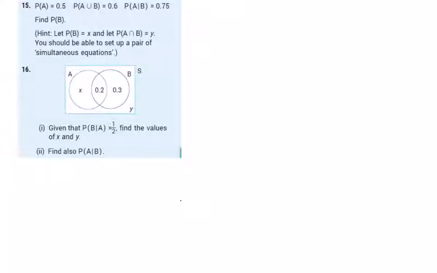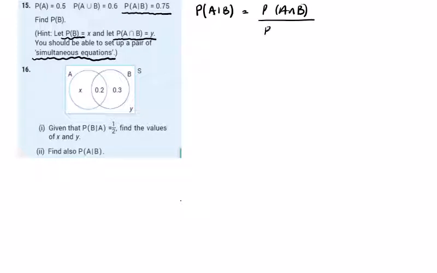Okay, question 15 here. You're told to set up simultaneous equations. If you're told to do something like that, do it. They tell you let the probability of A intersection B equal Y, and let the probability of B equal X. So we're given the probability of A given B, which we know is the probability of A intersection B over the probability of B. The probability of A intersection B is not given to us. That's what we're told to equal Y. And the probability of B we're told to let equal X.